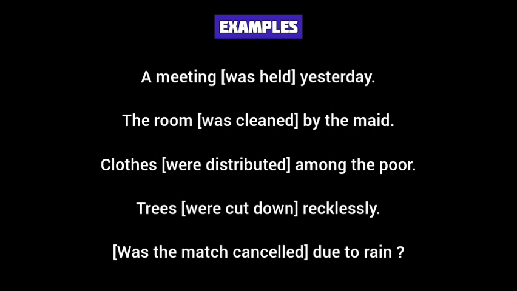And then in the interrogative sentence, was the match cancelled due to rain? The auxiliary verb was and the third form of the verb cancel. Was cancelled is in simple past tense, passive voice. So from the structure was or were plus the third form of the verb, we identify the passive voice of the simple past tense and we understand that in passive voice the subject is the receiver of the action and not the doer of the action denoted in the verb.